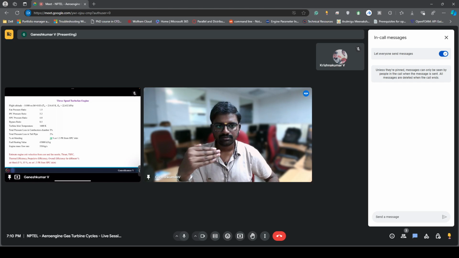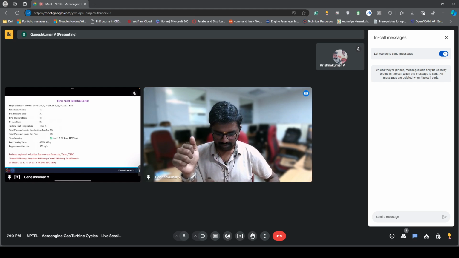What you have to find is, while calculating, let's say the thrust and TSFC, you may need to find the mass flow rate of core. And to find the mass flow rate of core, you need to use this engine mass flow rate information and also the bypass ratio information to arrive at core mass flow rate.